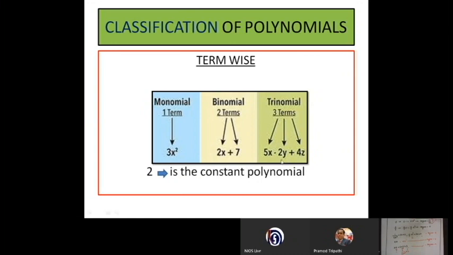So there are three terms: 5x, minus 2y, and 4z. So it has three terms. After that, all of them are polynomials. If we talk about 2x, 2x is also a polynomial.